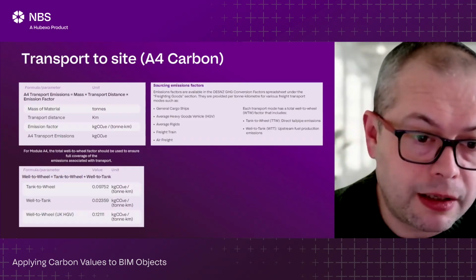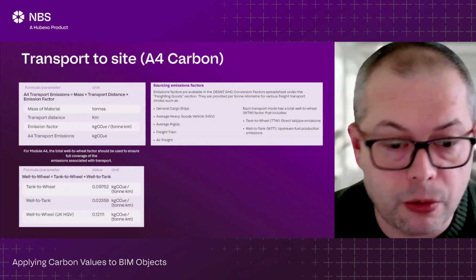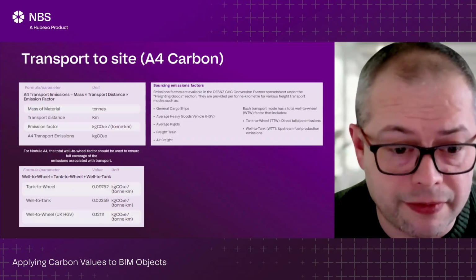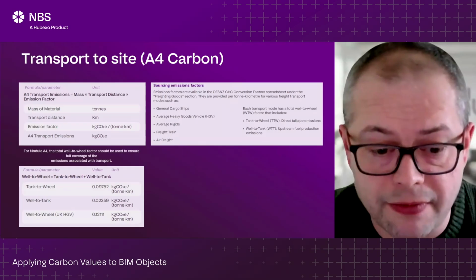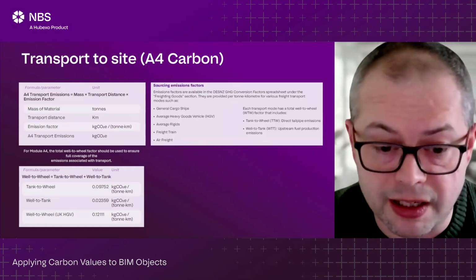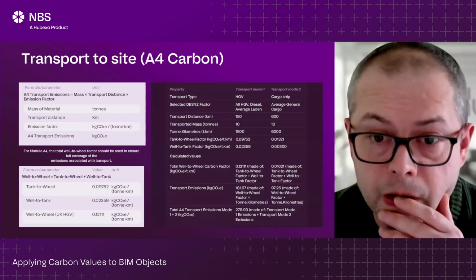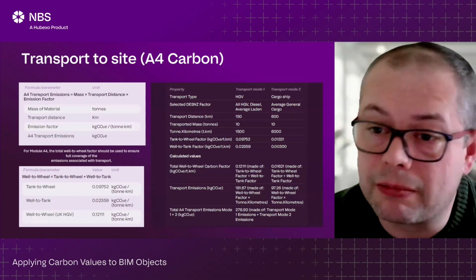To do this, then we can work out what the emissions are based on that. So if we know that the tank to wheel is 0.097, we know that the well to tank is 0.02. It's a case of just adding those together to give us the 0.12 overall figure, which is the kilograms of CO2 per ton kilometre.